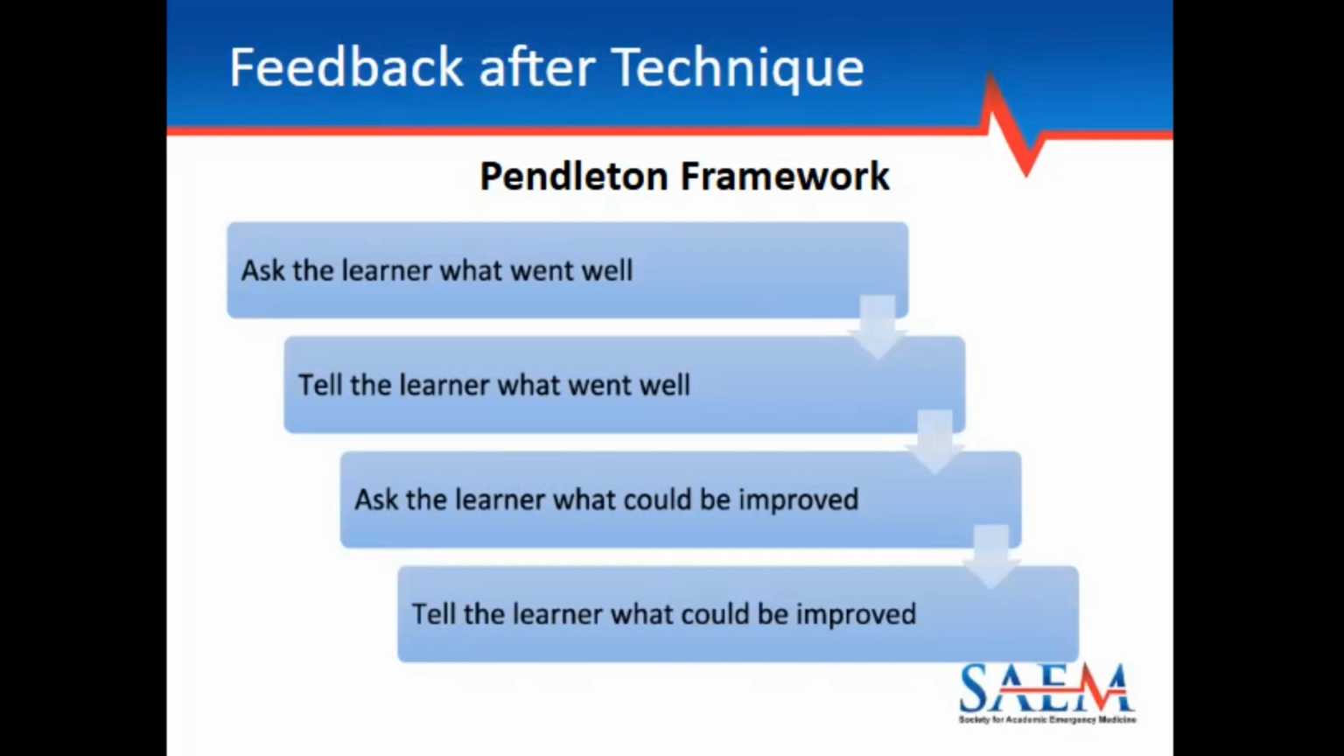You start by asking the learner to self-reflect on how the procedure went. Then you tell the learner what went well from your perspective. Again, you circle to self-reflection and ask the learner what could be done differently or improved upon next time. And follow by summarizing some pearls of what you feel may help them in the future, or any opportunities for improvement that you observed.